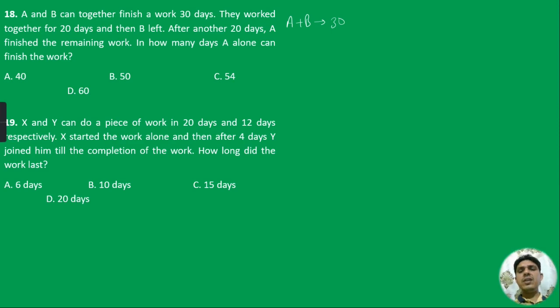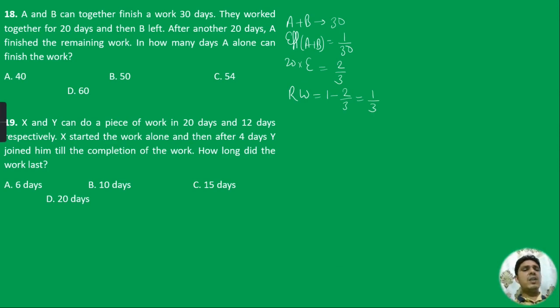So if we check the 1 day work, that means the efficiency of A and B will be 1 by 30. And they have worked for 20 days, so the 20 days work of A and B will be 2 by 3. Now if we find the remaining work, it will be 1 minus 2 by 3, that will be 1 by 3.